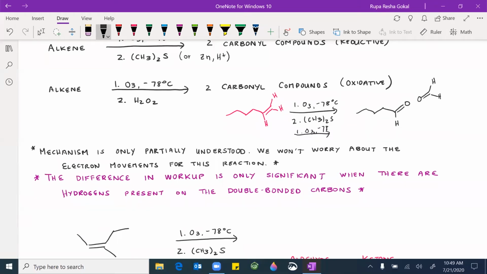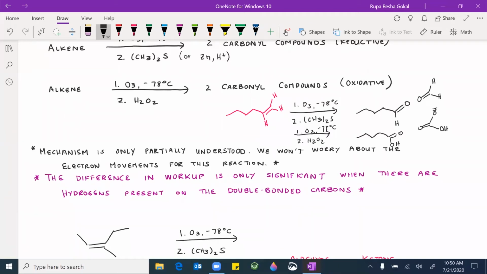For an oxidative workup of that same species, O3 at negative 78 degrees, and then we do an oxidative workup, you still cut the double bond in half and shove in some oxygens, okay? But now every hydrogen that is on the carbonyl carbon, which was on the carbon of the double bond to begin with, gets an oxygen inserted between it and that carbonyl. So this would be this, and this would have an OH there.